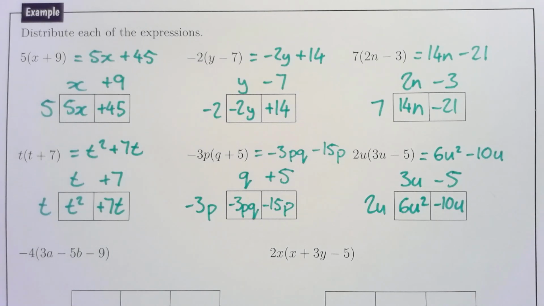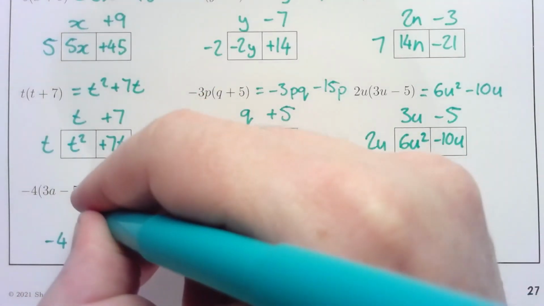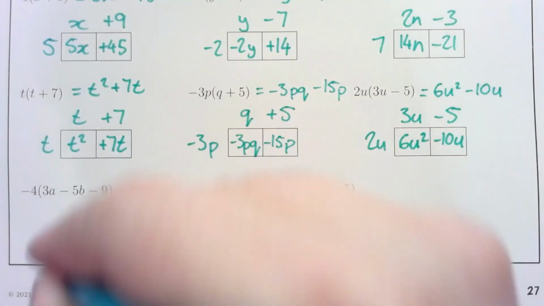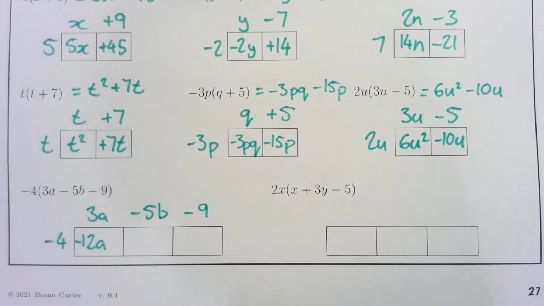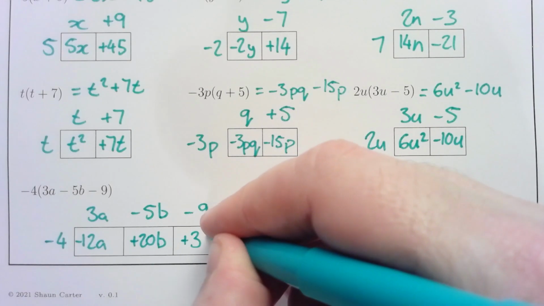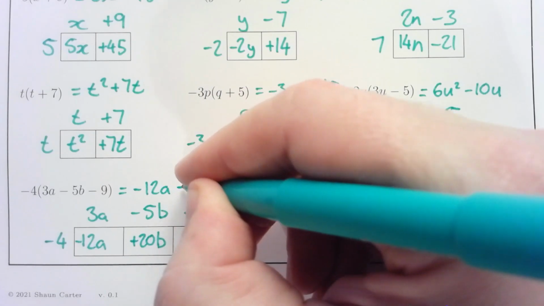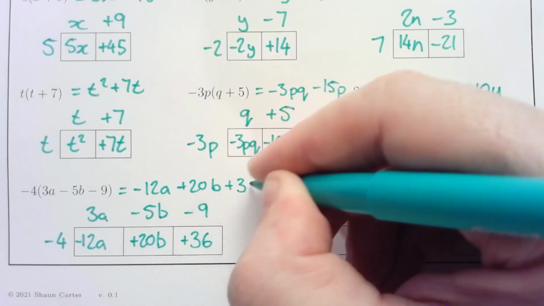Now so far, all of our expressions have had a sum with 2 terms, but this still works even if we have 3 or even more terms. So let's look at negative 4 times the quantity 3a take 5b take 9. So negative 4 needs to multiply each of those terms. So multiplying 3a gives us negative 12a, multiplying negative 5b gives us 20b, and multiplying negative 9 gives us positive 36. So our final expression is negative 12a plus 20b plus 36.